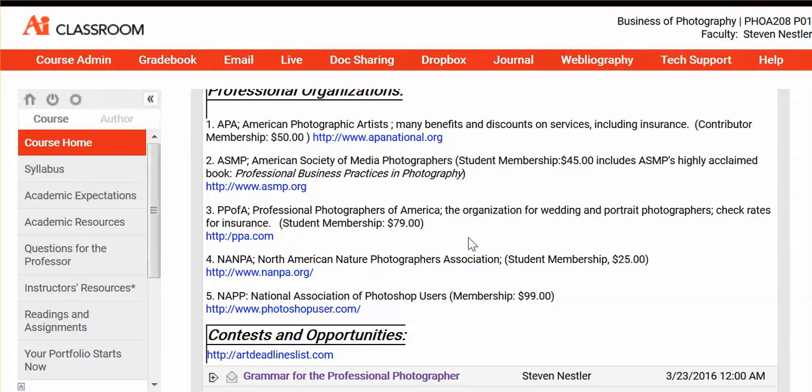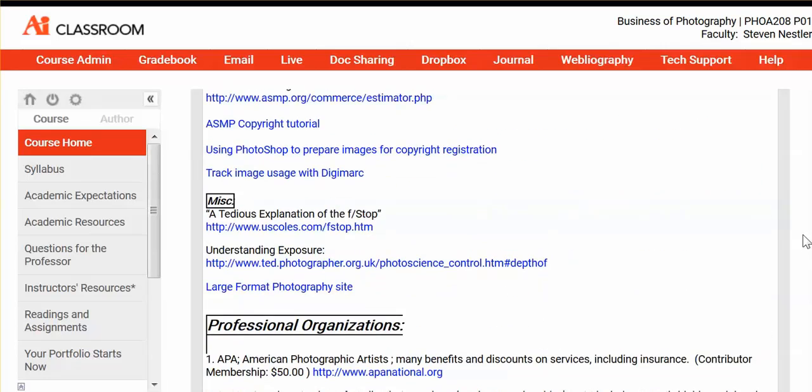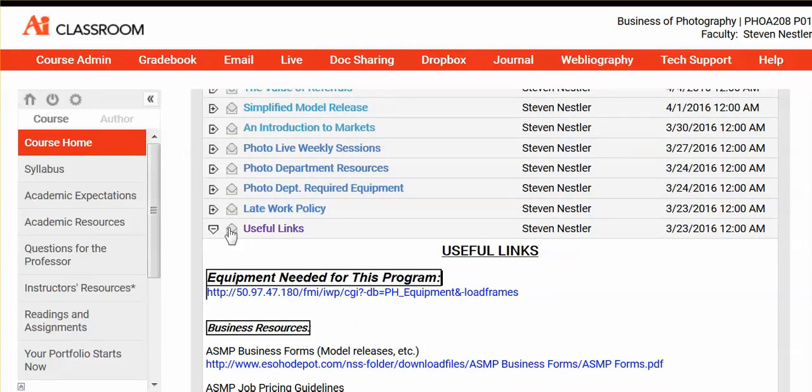You can get really good discounts on things that you buy, services that you need, like insurance. APA is now offering really good discounts on insurance. You can compare that to PPA and see where you get good deals. Okay, so that would be one place, the Useful Links announcement, and you could find more online.